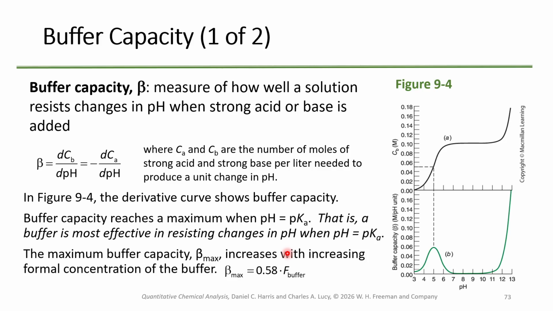But all right, so let's talk about buffer capacity. Buffer capacity is typically shown as beta. That's buffer capacity. And that's going to be how well a solution resists changes in pH when you add a strong acid or a base. A good example of this is actually environmental regions.